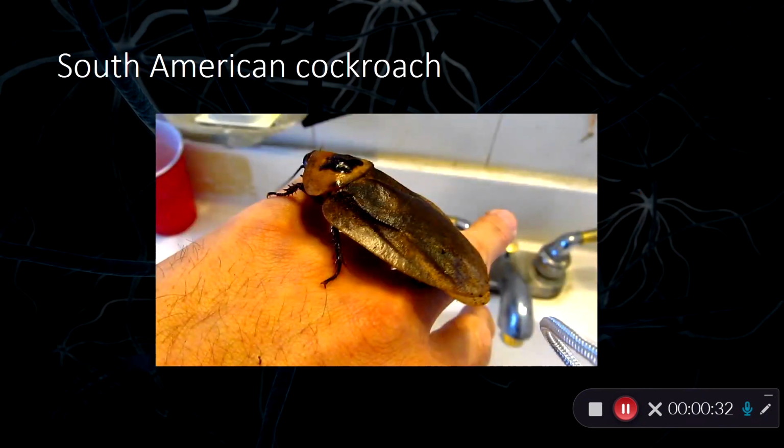Alright, these are the cockroaches that we're going to use. They are South American cockroaches. They are huge, very big, but they are really harmless because, although they have wings, they cannot fly, and they cannot climb walls either. So, if we happen to have some of them escape, they are not going to propagate fast, so they are not that harmful.